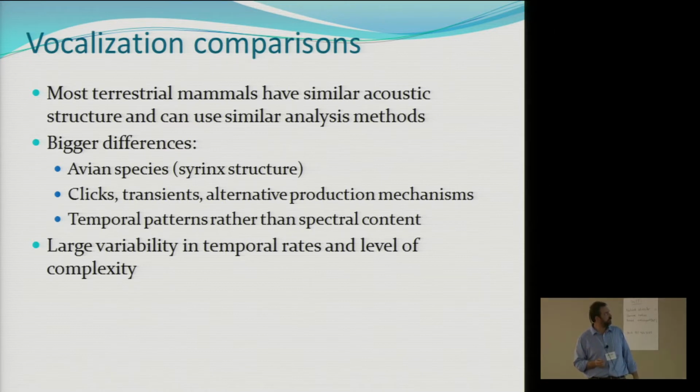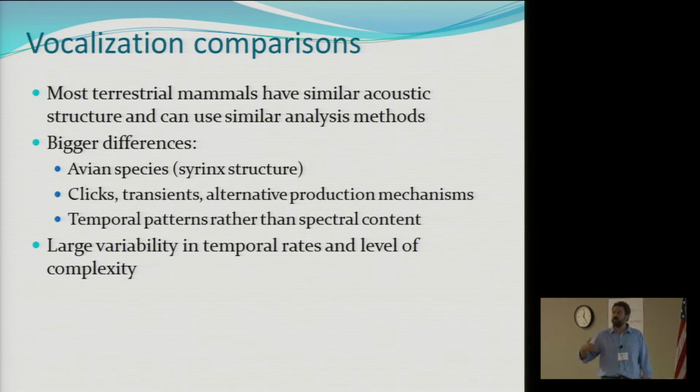So I think most people are familiar with this. Obviously, terrestrial mammals, for the most part, have similar acoustic structures and similar hearing structures, perceptual mechanisms, and similar analysis methods are often applicable. There are some places where there are big differences. Avian species have the syrinx structure. A lot of amphibian species have alternative production mechanisms that produce different kinds of sounds. We shouldn't expect the same analysis techniques to work.